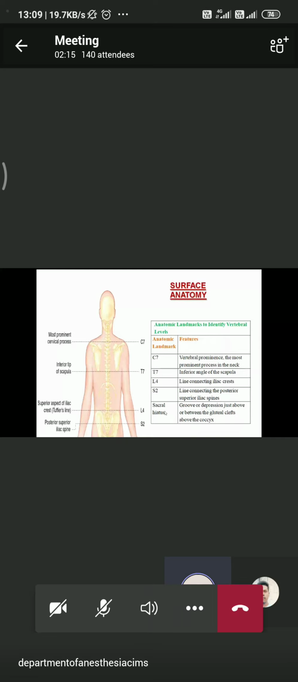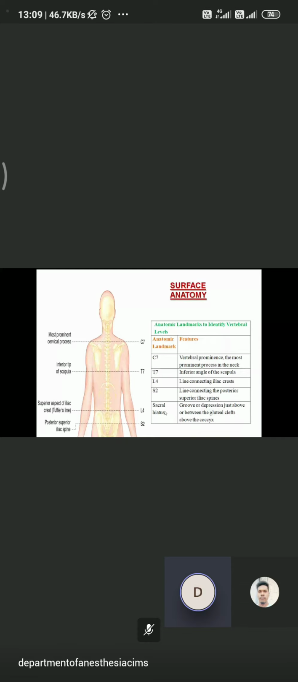The sacral hiatus is the groove or depression just above the coccyx, between the gluteal clefts. So just above the coccyx, when you feel a horseshoe groove, then it is the sacral hiatus. At this space we give a caudal block in children.